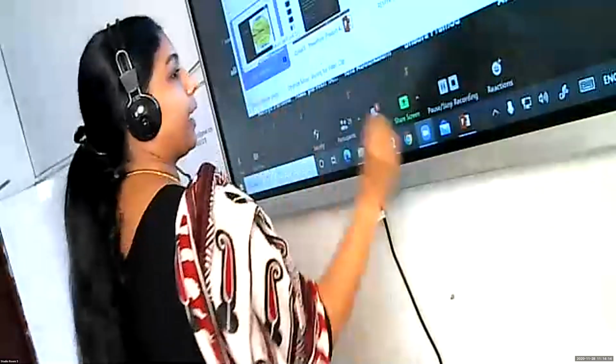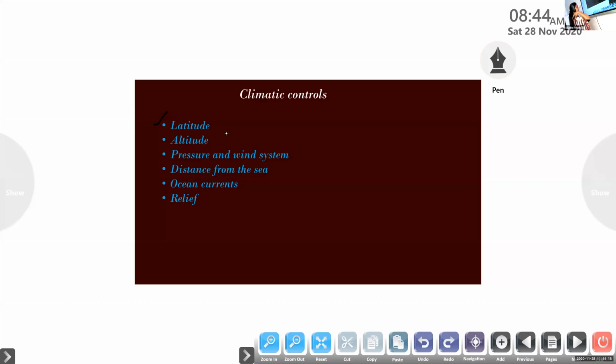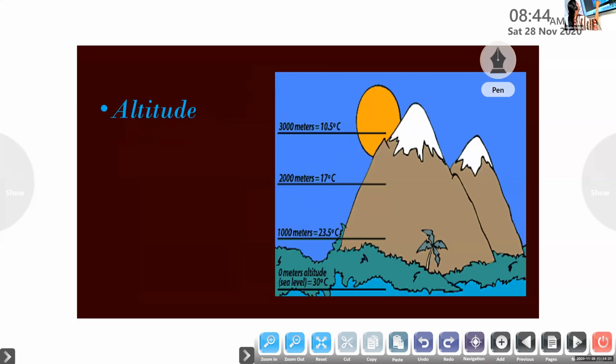We are discussing the factors which affect the climate of a place. So the first factor is latitude. And the second one is altitude. What is altitude? Height. Altitude is height. From this picture, I think it's clear.